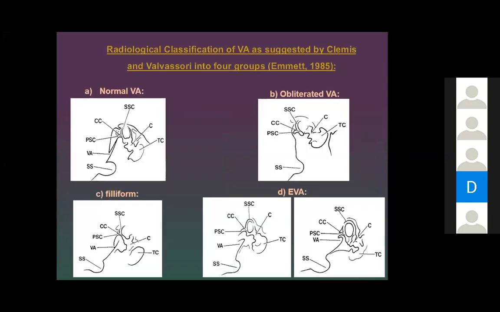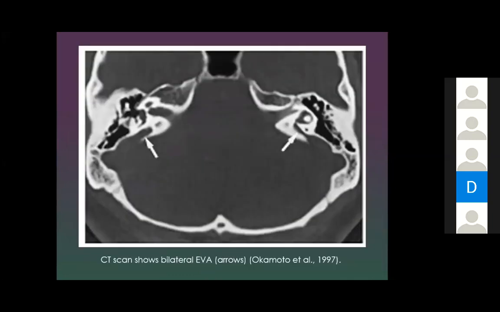This is another radiological classification of vestibular aqueduct varieties according to CT scan. Here, CT scan showing bilateral EVA. As mentioned, we search for this ring, which is the vestibule and lateral semicircular canal. This dot is the posterior semicircular canal. Compare this diameter with the diameter of the vestibular aqueduct. Here it is enlarged on both sides, bilateral EVA.